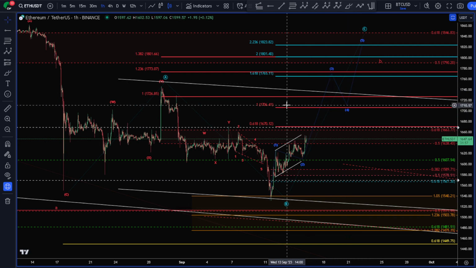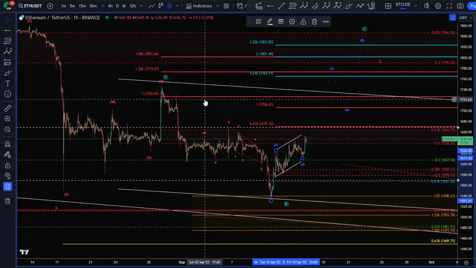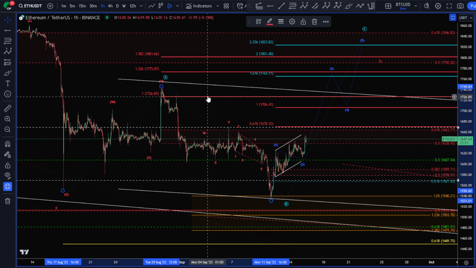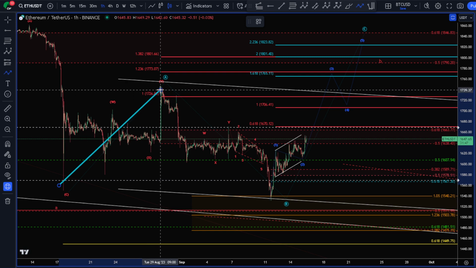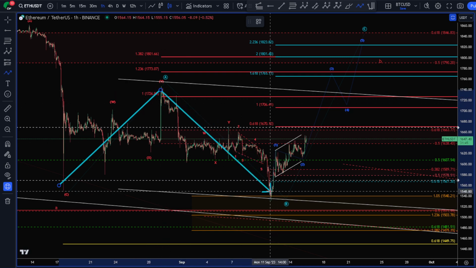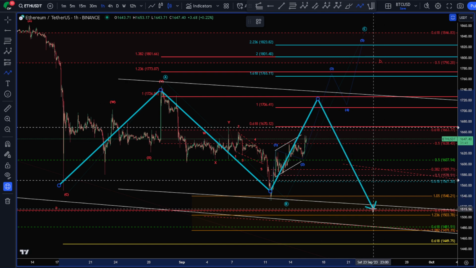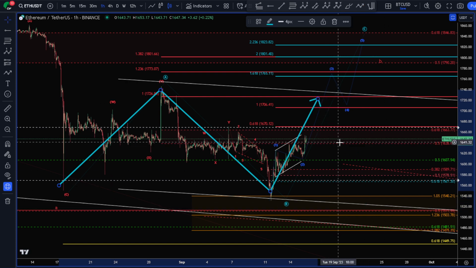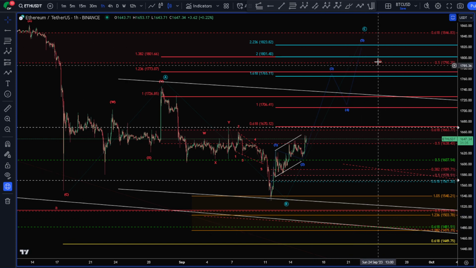Alternately, we have targets right here at the 1-to-1, this larger red. And all that would be is a running flat where we'd end up getting a WXY here in a channel before we got downside. That's my secondary count at the moment. I believe we're going to get this expanded version.